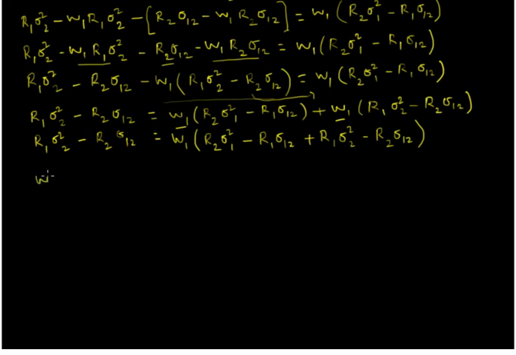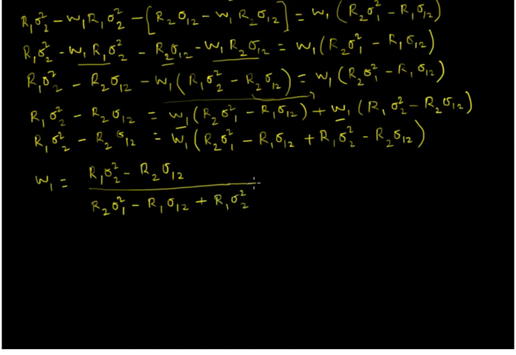So W1 is going to be equal to R1 times variance of 2 minus R2 times covariance between 1 and 2, divided by R2 times variance of 1 minus R1 times covariance between 1 and 2 plus R1 times variance of 2 minus R2 times covariance between 1 and 2.